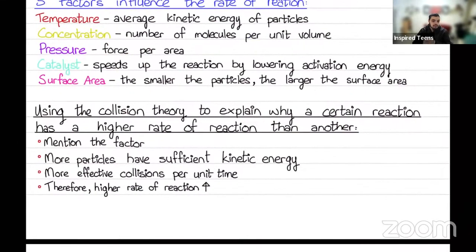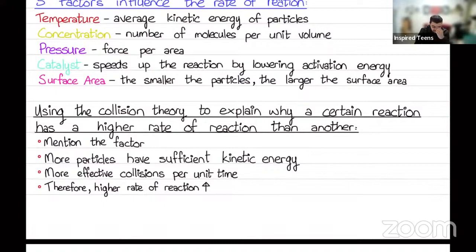Then we said using the collision theory to explain why a certain reaction has a higher rate of reaction than another, comparing their temperatures, concentrations, pressures, or whether one has a catalyst or used a different surface area. They will ask you to compare 2 different reactions with different reaction conditions. One might have a higher temperature, one might have a higher concentration, one might have a higher pressure, one might have used a catalyst, or one might have had a higher surface area. This is how we use it.